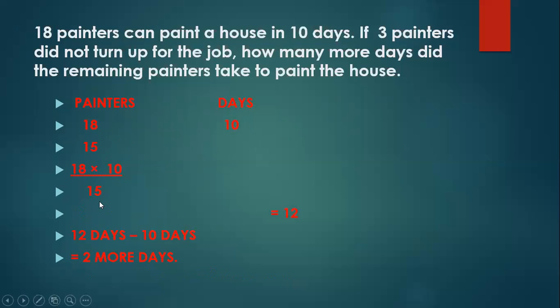By 5 here is 3. By 5 here is 2. By 3 here is 1. By 3 here is 6. And 6 times 2 is 12. So if they don't say how many more days, your answer is 12. But because they're telling us how many more days, we need to subtract days minus days. So it is 12 days minus 10 days.